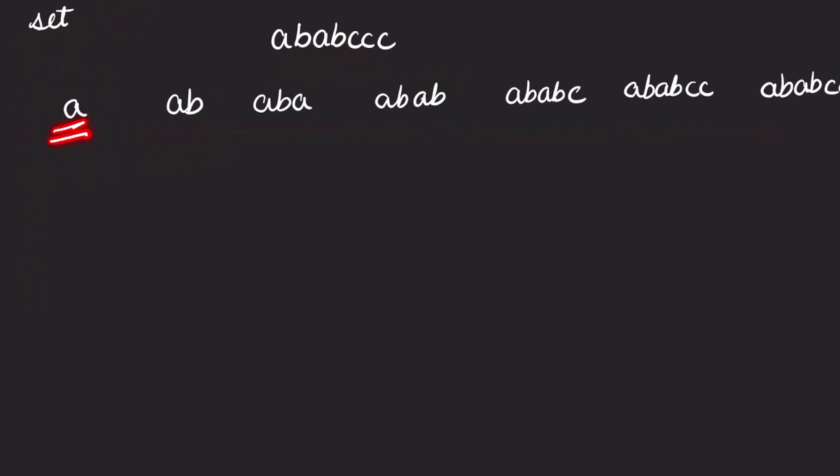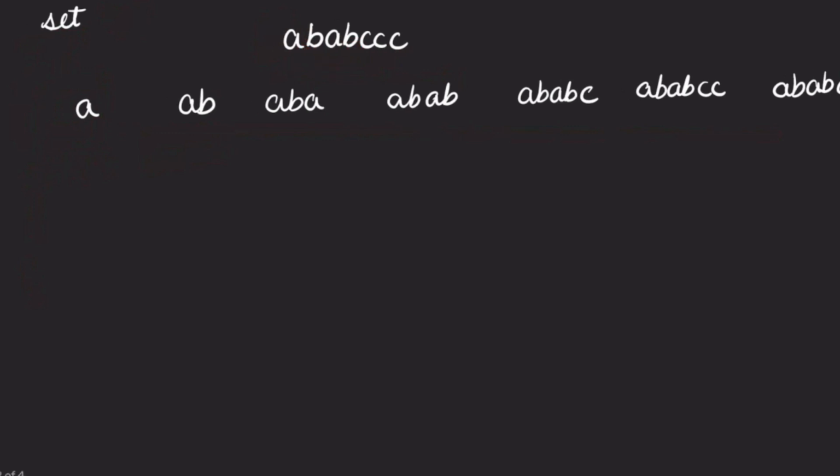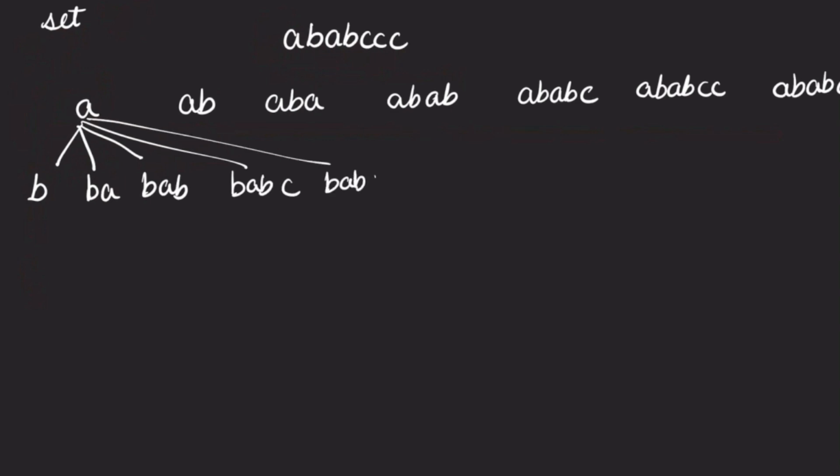Now after this A, if you have considered one substring A, how can you split it further? After this, you can take B, you can take BA, you can take BAB, and so on, right? So I'll just write them here. So after A, you can take B, you can take BA, you can take BAB, then you can take BABAC, then you can take BABCC, then you can take BABACCC, right? Now let's consider this B. At this point you have considered two substrings, one is A and one is B, right?